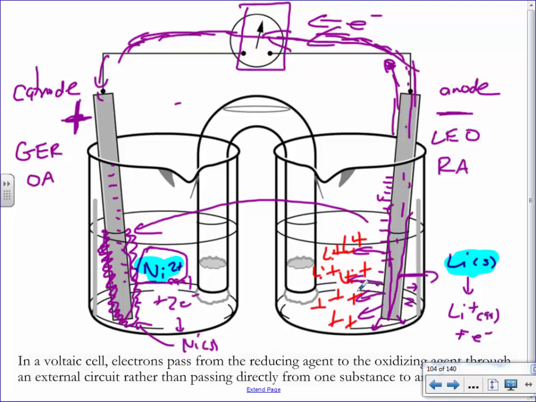Well, hang on a sec. Weren't these electrons being repelled by other electrons and being attracted over here by positives? But what happens if this beaker right here starts to have a whole bunch of positives in it? Why would the electrons want to leave anymore?